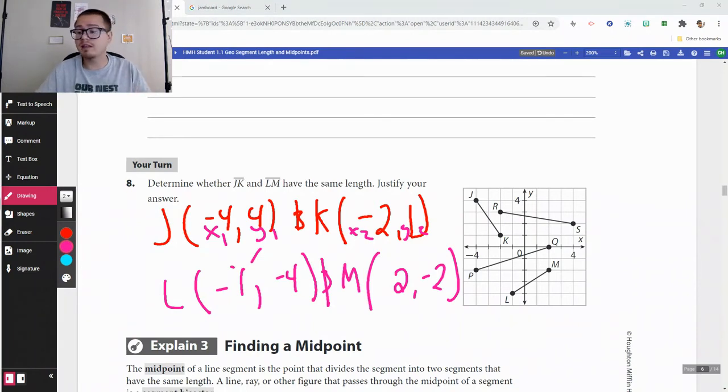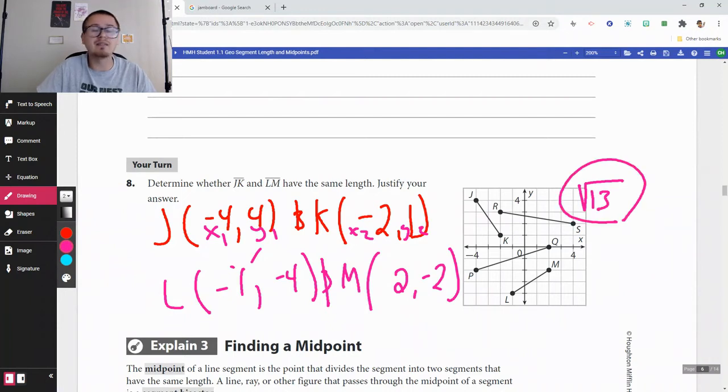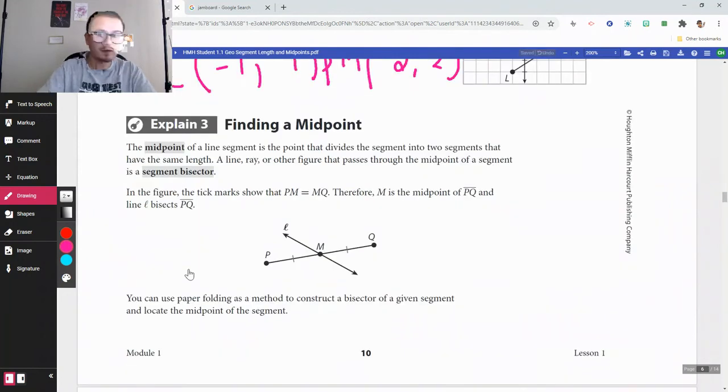So after you do everything, you should get that both of them are equal in length because they are both the square root of 13. So if you did it right, you should have found out they were the same length for both line segments, and the square root of 13 is their length, which would be somewhere between 3 and 4. I think that's closer to 4, so like 3.6 maybe. Approximately.